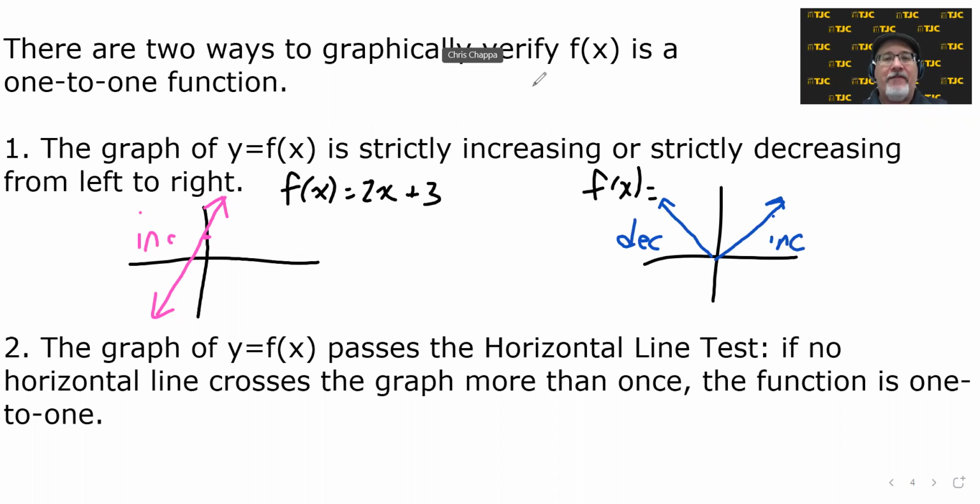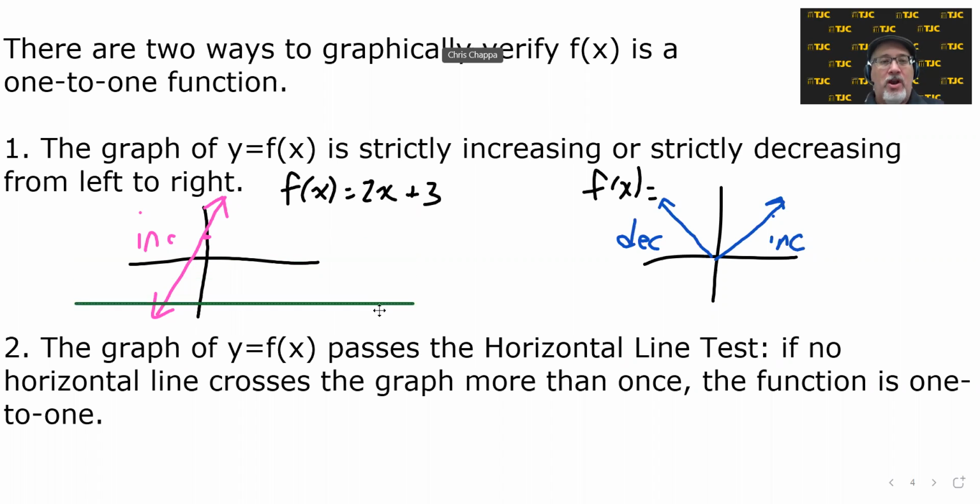Another way to look at a graph and see if it is a one-to-one function is if it passes something called the horizontal line test. The horizontal line test says if no horizontal line crosses the graph more than once, then the function is 1 to 1. For example, if I grab this horizontal line, we'll make it green, and I move it up or down, it's only going to cross the pink graph one time, no matter where I put it.